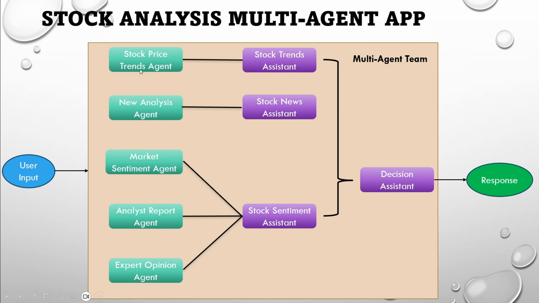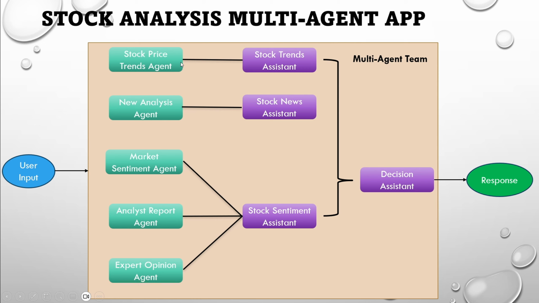First will be the stock price trend agent, which will check the stock price and see the trends for different months. Then the news analysis agent will look out for the news related to that stock. Then market sentiment will look out for any social media messages or what's going on in the market right now. Analyst report covers any articles published with different analysis on that stock. And finally the expert opinion, if someone with credibility has spoken or given an expert opinion on that, it will look using the Bing search, and these agents will provide these inputs.